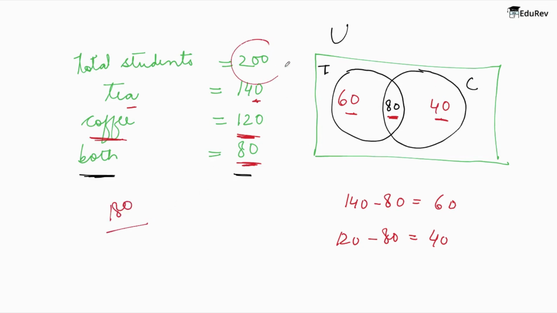But the total number of students is 200. That means 200 minus 180, so 20 students are the ones who do not like coffee or tea. Those 20 students will be included in your universal set, but they won't be included in either set, that is, neither the set that enjoys tea nor the set that enjoys coffee. I hope you have understood this now. So now let's go and answer the questions.